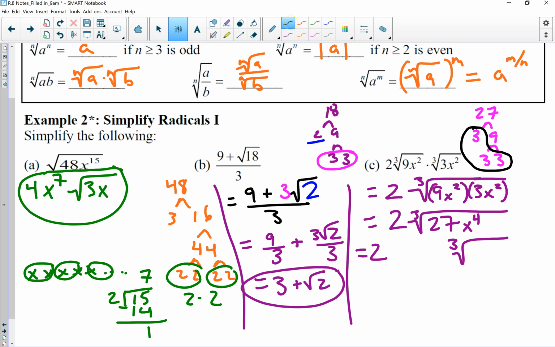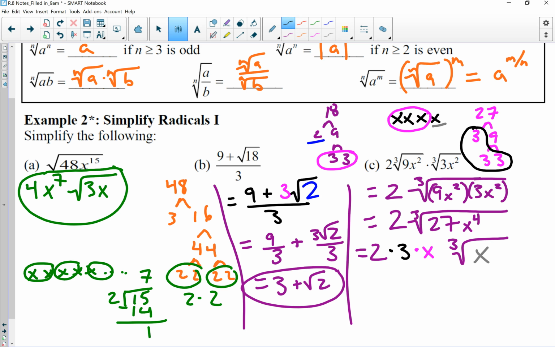And now I can pull out the 3 to come outside as well. Now I've used up all the values or factors of 27. There's nothing left over, so I wouldn't write any number underneath the root since all the factors got used. Then x to the 4th I can think of as x multiplied by itself 4 times. There I also have a triple set of x, and then I have a single x left over. So that single x that didn't get put as a set gets to stay inside the cube root.